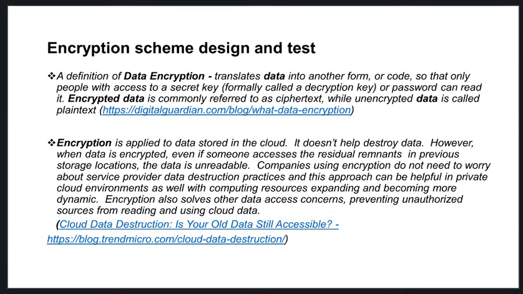Encryption scheme design and test. The definition for data encryption: it means translating data into another form or code so that only people with access to the secret key, formerly called a decryption key, or a password, can read it. Encrypted data is commonly referred to as ciphertext, while unencrypted data is called plain text.